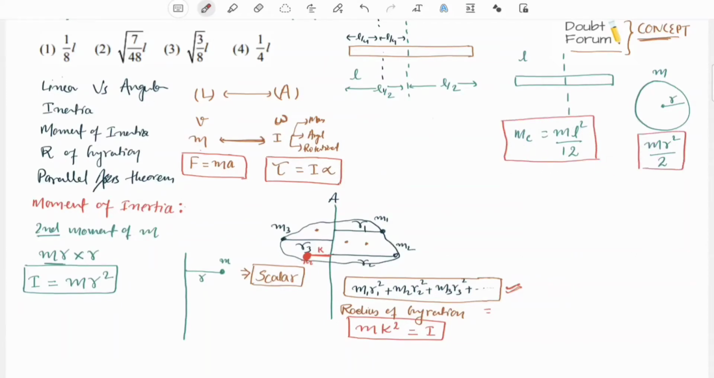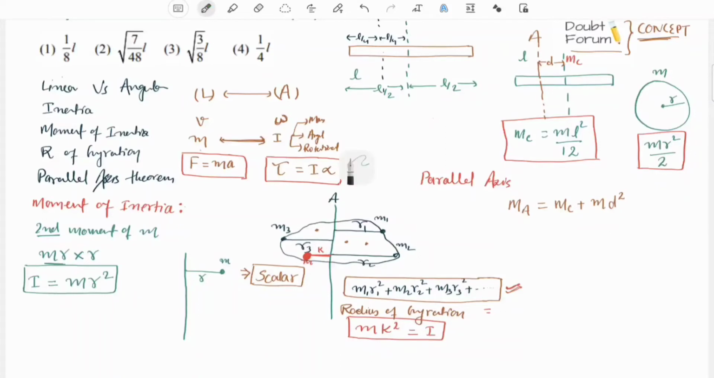Next concept we are going to use is the parallel axis theorem. Suppose this is the moment of inertia about the central axis. We already know the expression for it, and we have been asked to calculate the moment of inertia about an axis which is distance d away from the central axis and is parallel to this. So we can easily calculate about any axis A. Moment of inertia about any axis A which is parallel to the central axis would be equal to the moment of inertia about the central axis plus the mass of the object multiplied by the square of the distance between the two axes.